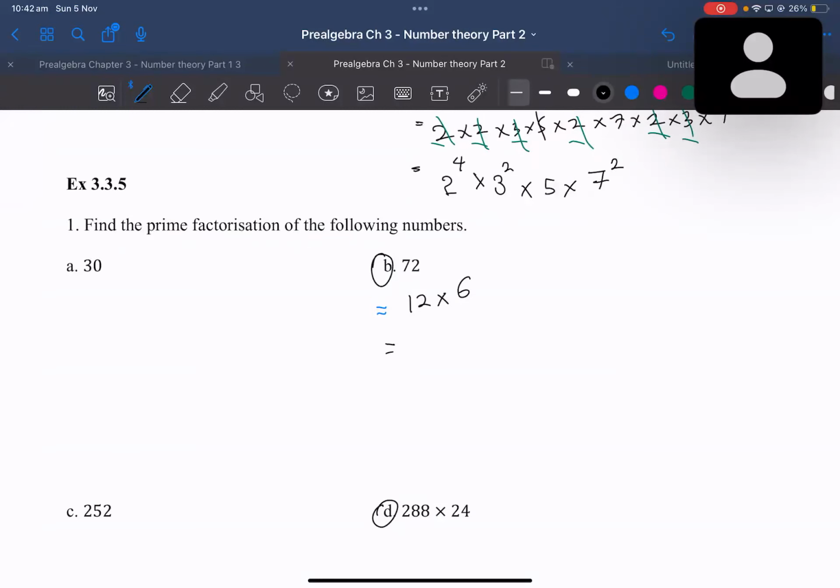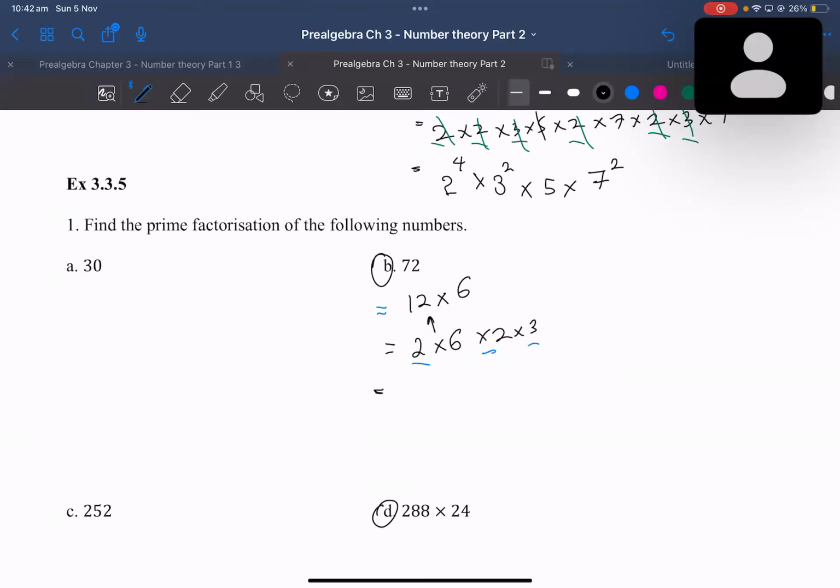Right? And 12 and 6, both are not prime, so you can still keep breaking them down more. How can we break them down? 2 times 6 times 2 times 3. Yeah, very good. 12 is 2 times 6, and 6 is 2 times 3. Okay, and we got how many primes? 2 is prime, 2 is prime, 3 is prime. So we only have 6 that's not prime, to break that down.